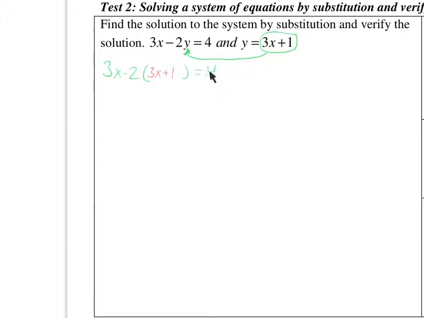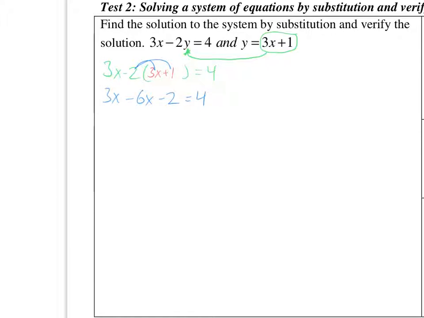To solve this for x, I don't need to change anything on this side, but I need to simplify all of this. So the first step is to distribute that negative 2. When I distribute the negative 2, I'm going to leave the 3x. Negative 2 times 3x is negative 6x. Negative 2 times 1 is negative 2. And bring down the 4.